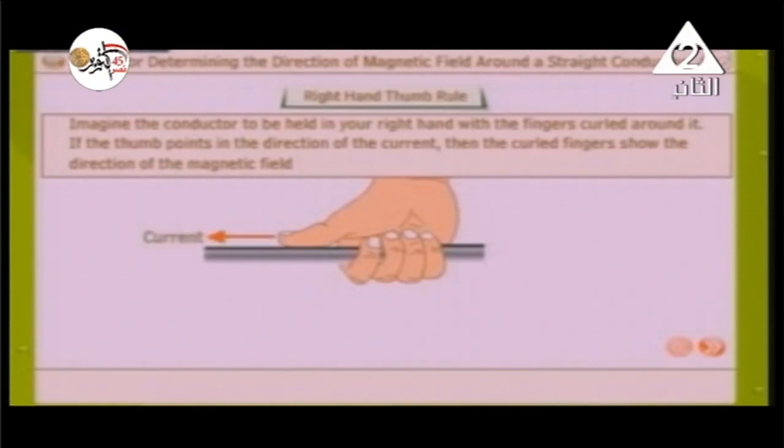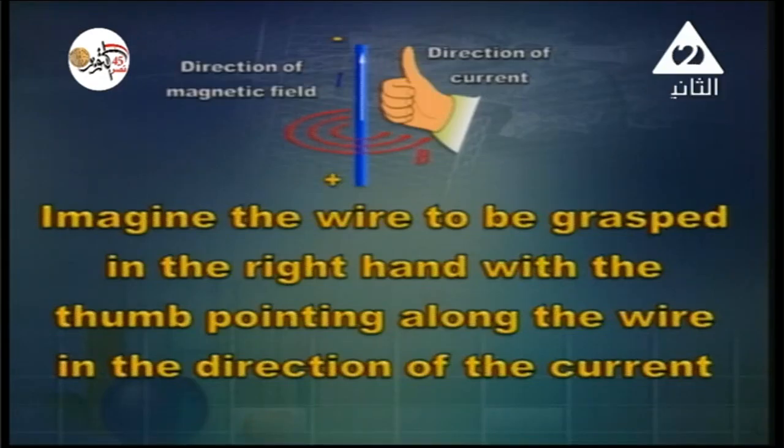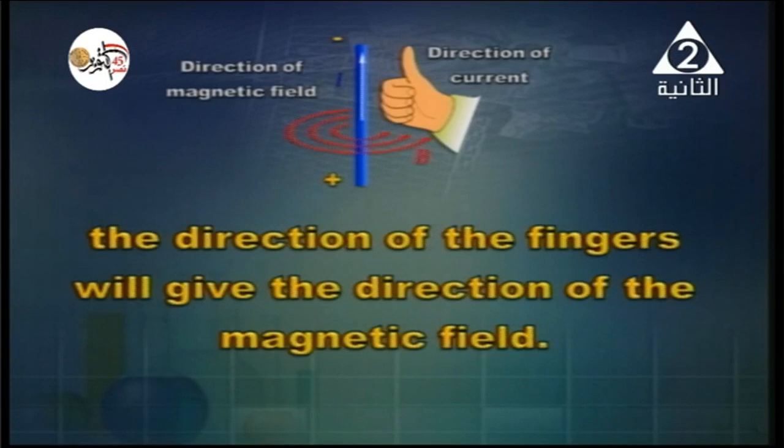Once again, imagine the wire to be grasped in the right hand with the thumb pointing along the wire in the direction of the current. The direction of the fingers will give the direction of the magnetic field. This is the first rule, a theoretical rule, to be used to determine the direction of the magnetic field due to a current carrying straight wire.